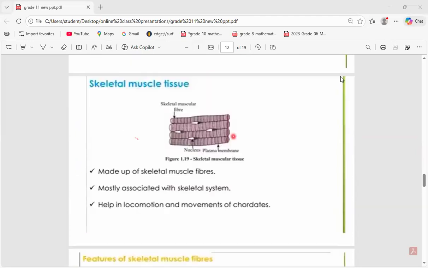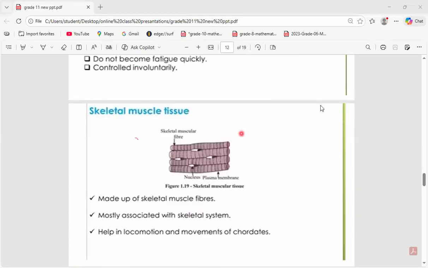Right? The second one, skeletal muscle tissue. Skeletal means all the muscles that are attached at the joints where our bones are, we call skeletal muscle tissue, right? Made up of skeletal muscle fibers, mostly associated with the skeletal system. All the muscles attached at the joints of our skeletal system are skeletal muscle tissues, helping locomotion and movements of chordates.